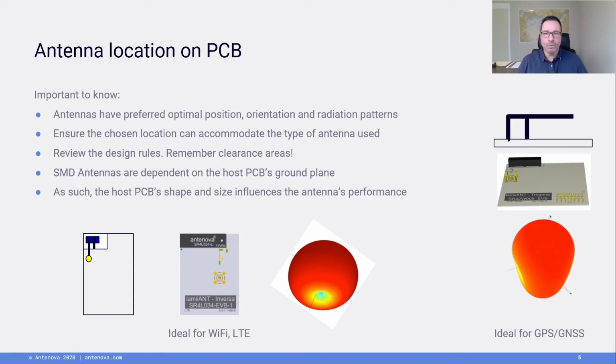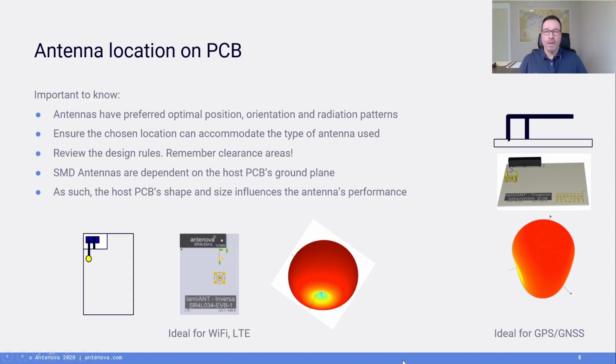Review the design rules. They're always available in the data sheets. Remember clearance area, very important. Do not block the radiation pattern of the antenna. Surface mount antennas are dependent on the host PCB. I can't stress that enough. As such, a host PCB shape and size will influence the antenna performance.